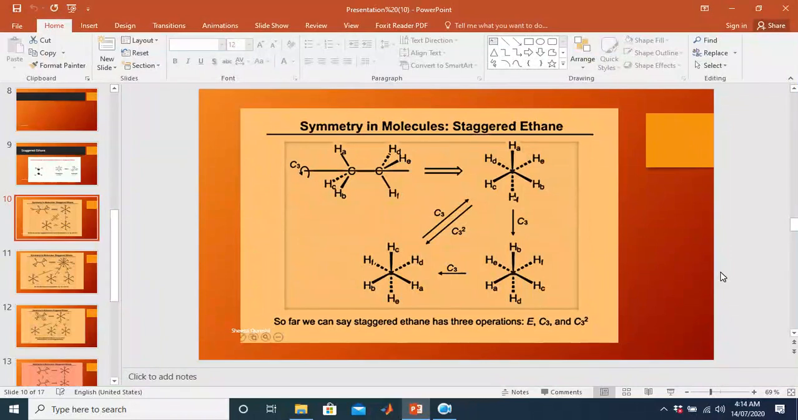Now by applying the second C3 operation, the positions of the atoms are changed, but the structure is indistinguishable, as with the first C3 operation. In both operations, the structure is indistinguishable, but the position of atoms has been changed. So far we can say staggered ethane has 3 operations. First is identity, second is C3, and third is C3 twice.